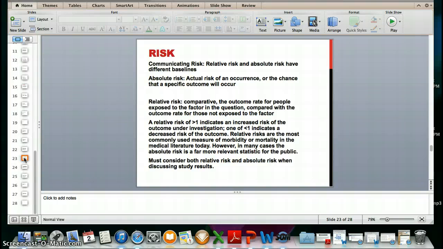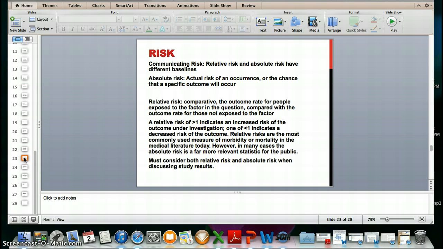Absolute risk refers to the actual risk of an occurrence, the chance that a specific outcome will occur. Relative risk puts risk in comparative terms, so the outcome rate for people exposed to a factor in question compared with the outcome rate for those not exposed to the factor. Okay? And relative risk is most commonly used to measure morbidity or mortality within medical literature.